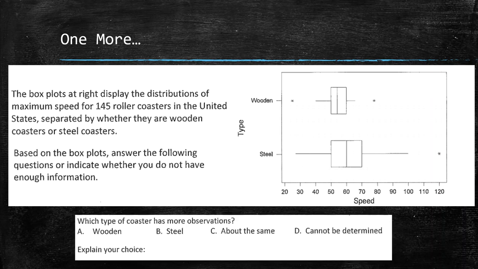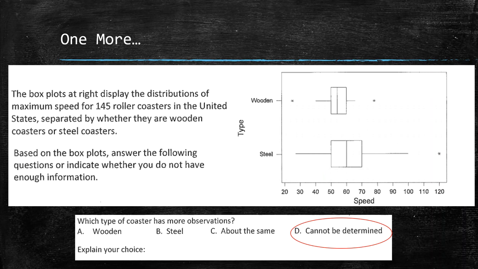So first of all, I'd like you to think about what type of coaster has more observations. That is, which of these 2 coasters, are there more wooden roller coasters or are there more steel roller coasters? So this is a little bit of a trick question, because one might think that because the graph is wider for the steel roller coasters, it represents more roller coasters, but we don't really know how many. We know that there's a total of 145, but we don't know how many of them are wooden and how many of them are steel. So the best answer here is cannot be determined.